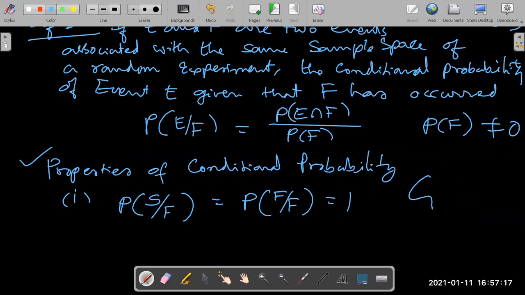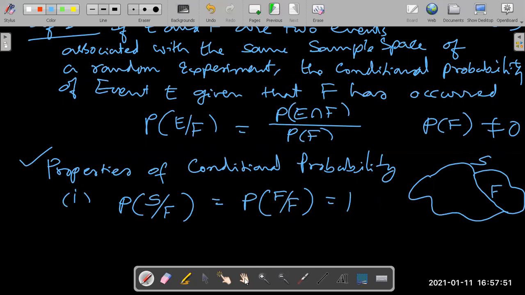What does it mean? Let's suppose this is the entire sample space, and F is a part of that sample space. We are trying to find the probability of something happening in the sample space. We already know that F has occurred because F is already part of S. That's why we write probability of F over F, equal to 1. The probability is guaranteed because something out of S has already occurred.